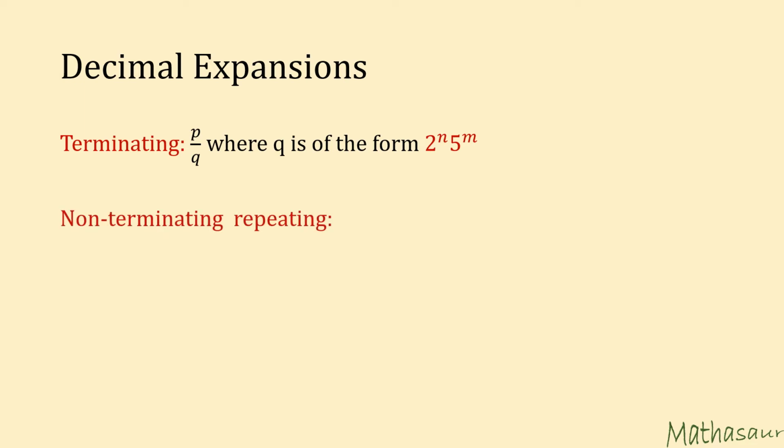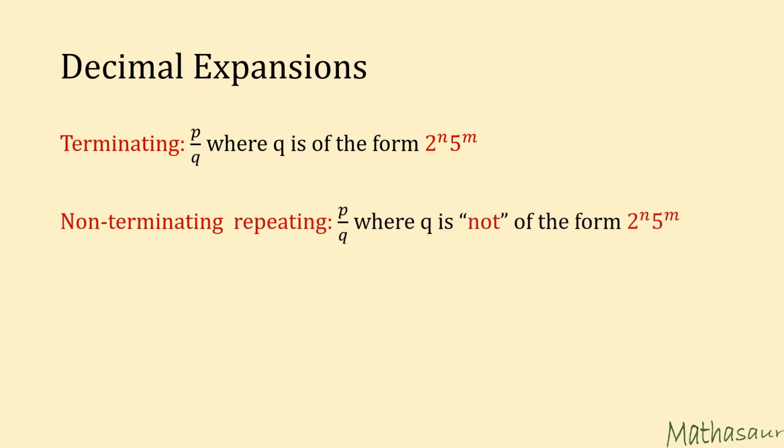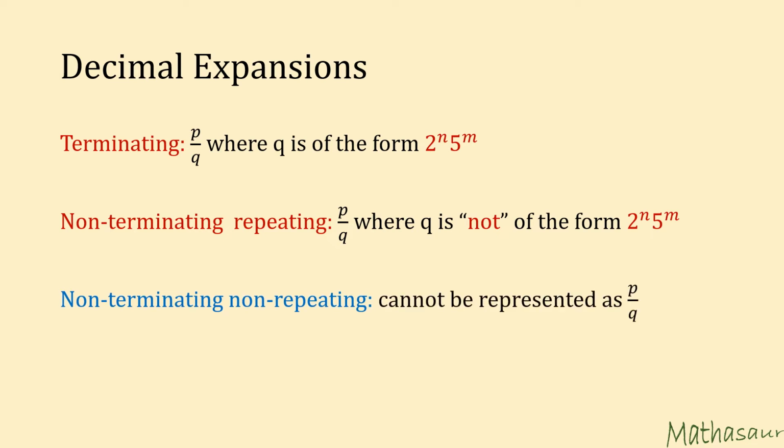We also saw that non-terminating repeating decimals result from rational numbers p upon q, where q is not of the form 2 raised to the power n, 5 raised to the power m. And there is a third category of decimals, non-terminating, non-repeating. These are the decimals that cannot be represented as rational numbers. They cannot be written as p upon q. All these results are obtained through observation.